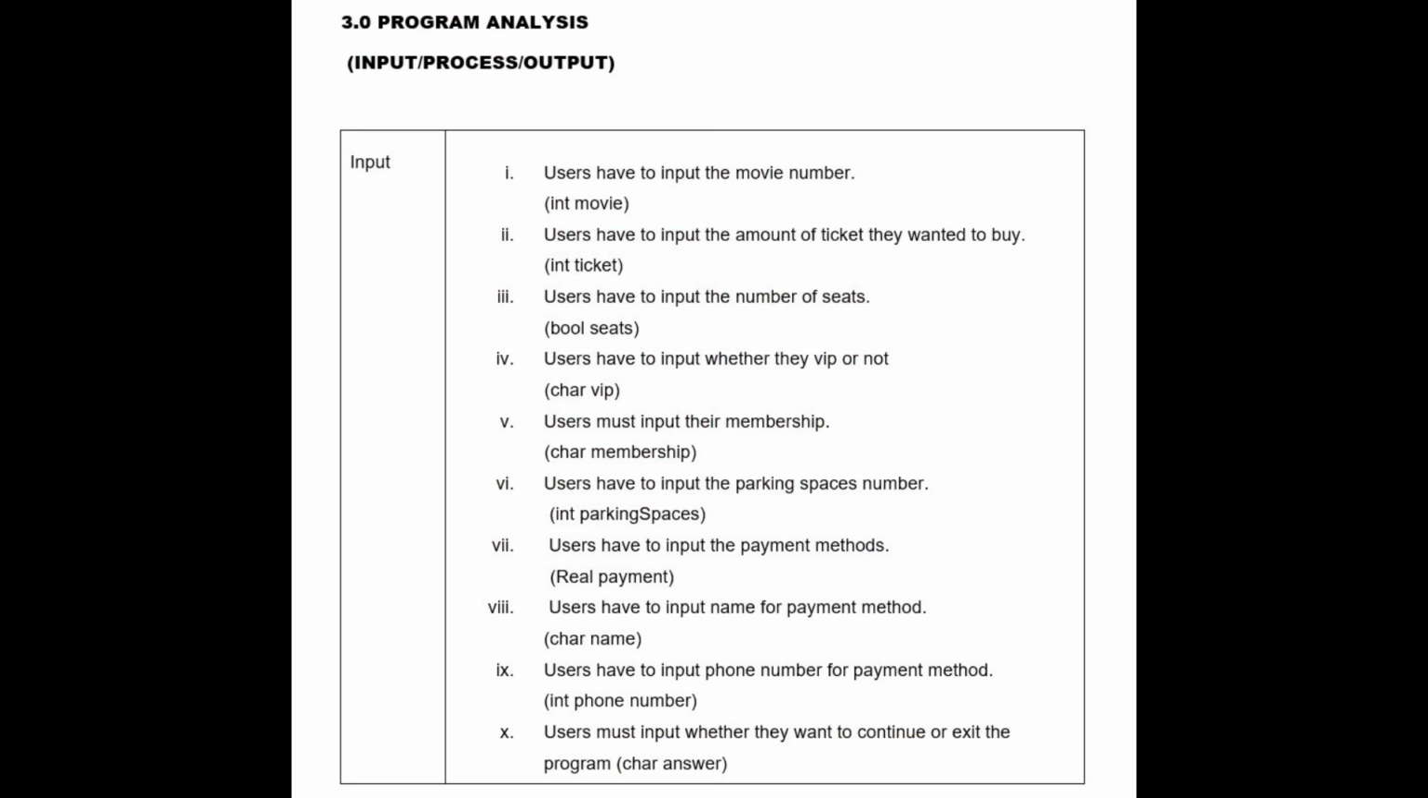Input. The user has to input the movie number. The user has to input the number of tickets they want to buy. The user has to input the number of seats. The user has to input whether they are VIP or not. The user must input their membership. The user has to input the parking space number. The user has to input the payment method. The user has to input name and phone number for the payment method. And the last one is that the user must input whether they want to continue or exit the program.